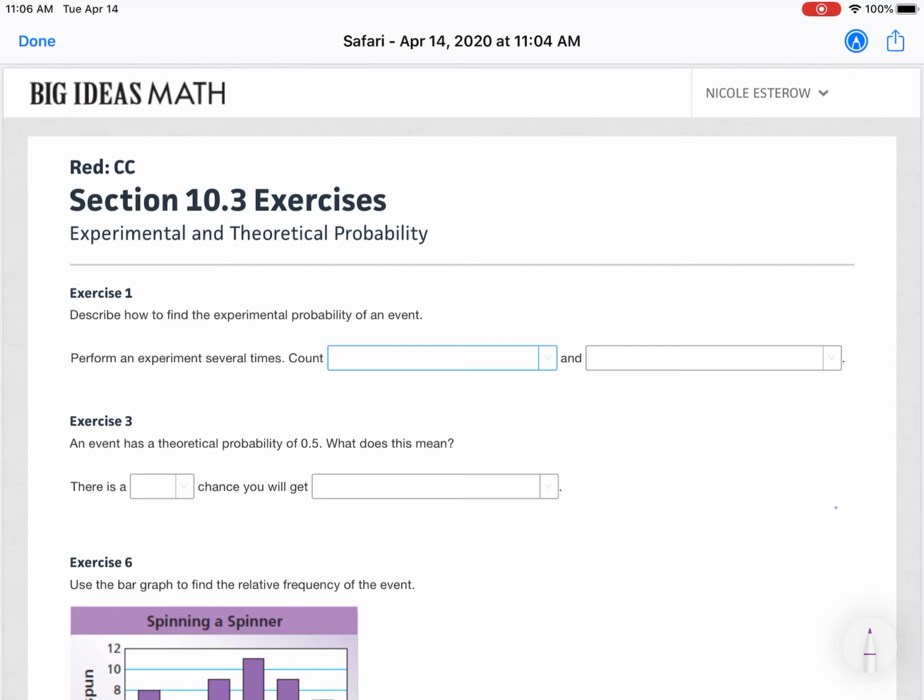So number 1 says describe how to find the experimental probability of an event. So in the video that Mr. Egler just did for today, it will probably look like this, and then have something up here and something down here. So what's on top goes there, what's on the bottom goes there. Go back to the video if you don't remember what those two things were. If you can't find it in the video, it's also on textbook page 414. So either in Mr. Egler's video or on page 414 will help you get that answer.